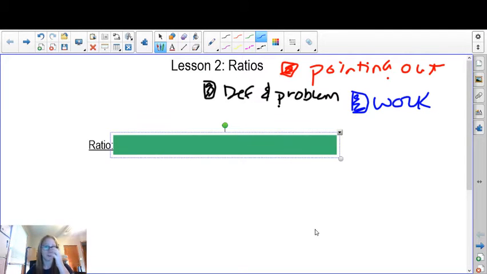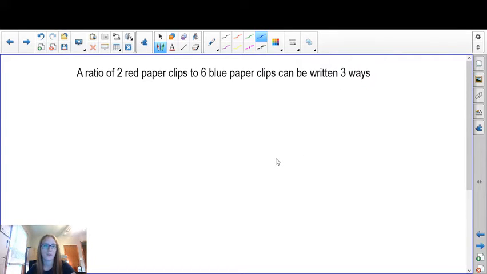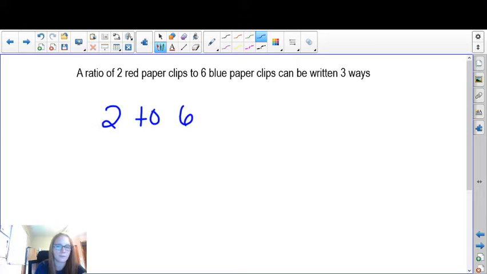So, number 2, what is a ratio? A ratio is a comparison of 2 numbers or quantities by division. So, let's take a look at it. We have a ratio of 2 red paper clips to 6 blue paper clips, and it can be written 3 different ways. Great. We have 2 to 6. We have 2:6. And we have 2/6.